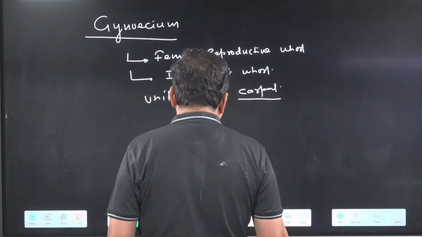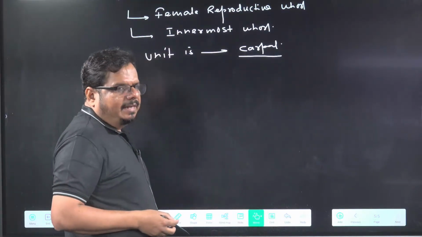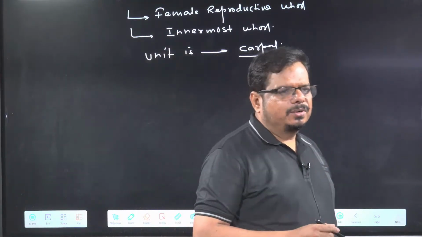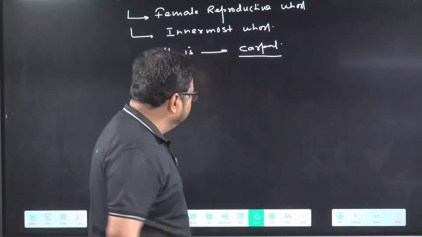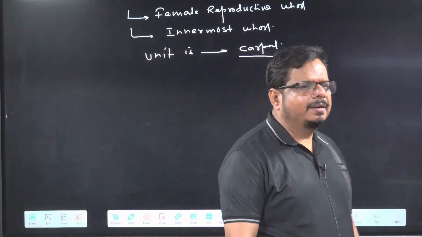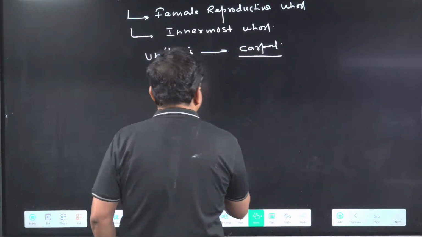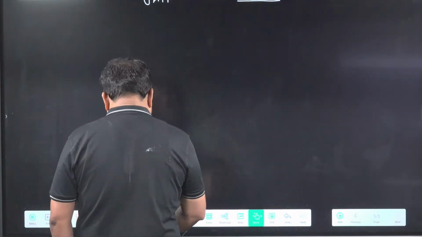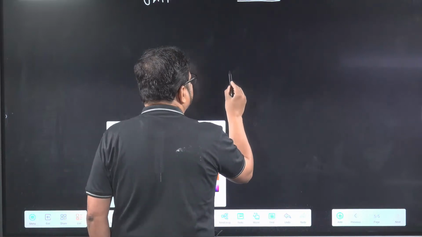Now I am going to deal with the structure of a typical carpel or pistil. As I told you the basic idea about the stamen, that anther is there, or filament is there, I am going to tell you the basic structure of a typical carpel or pistil. Is it clear in the mind? So have a look. Let me draw a diagram.